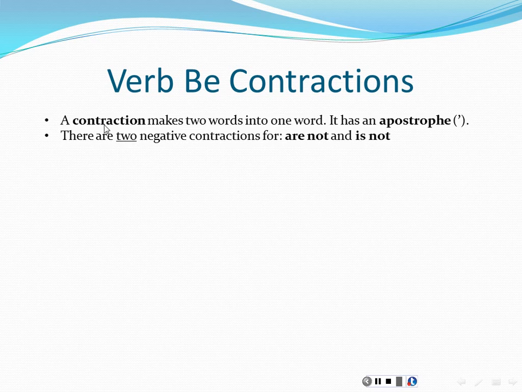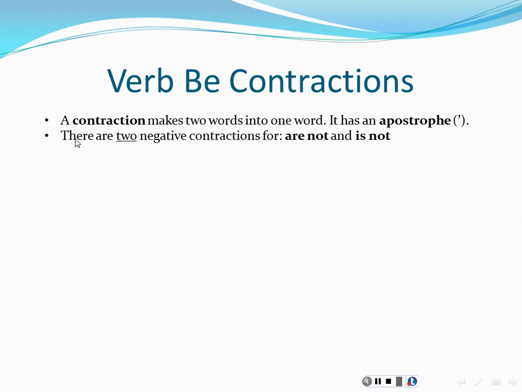A contraction makes two words into one word. تحول كلمتين إلى كلمة واحدة. It has an apostrophe. ونضيف فاصلة علوية. We call it apostrophe. Apostrophe, and we make two words into one.